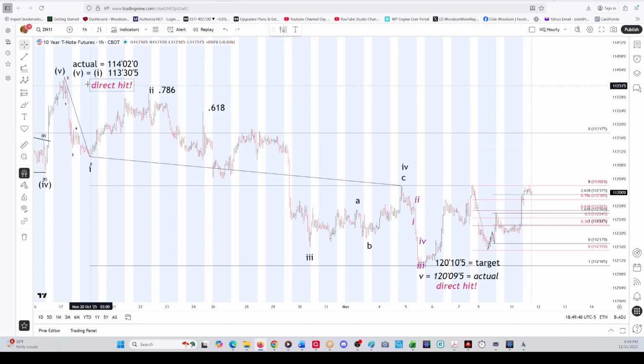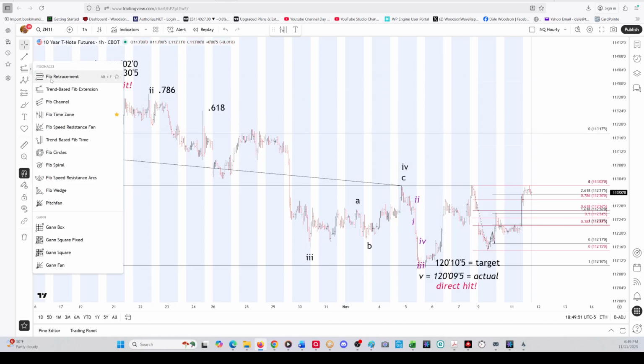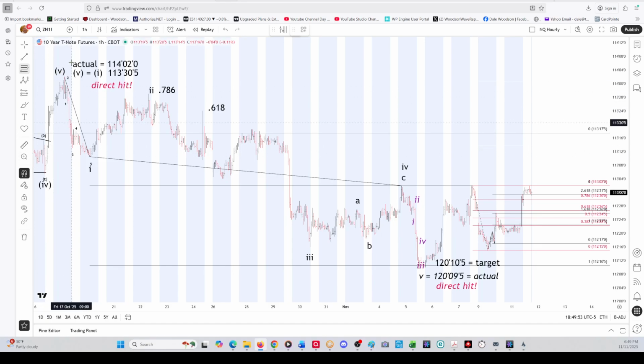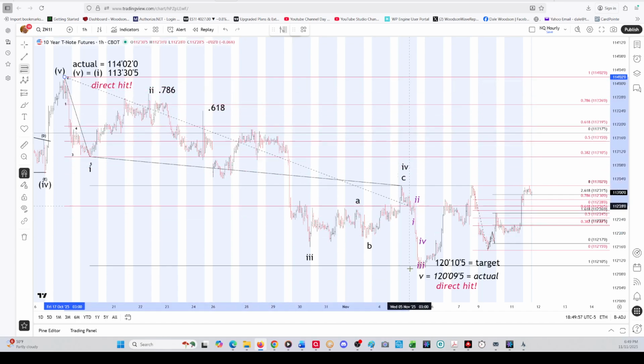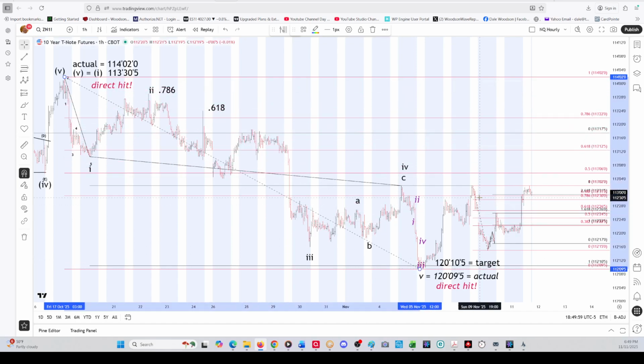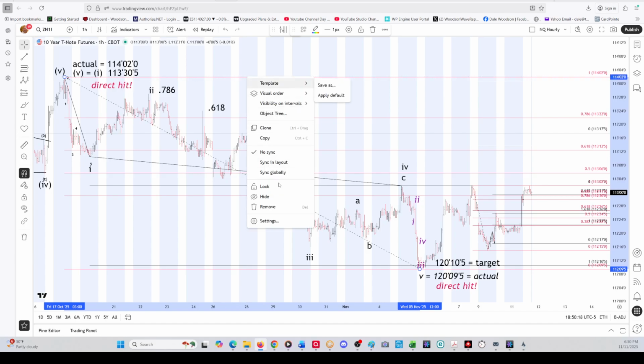And let me put that fib retrace on here. Got the magnet, make sure I can get it right on. There we go. And there's the 382, a little bit hard to see. And there's the 500 up there at 113.06, and the 618 retrace is 113.12.5. So sitting right between the 382 and the 50% retrace on the big scale.